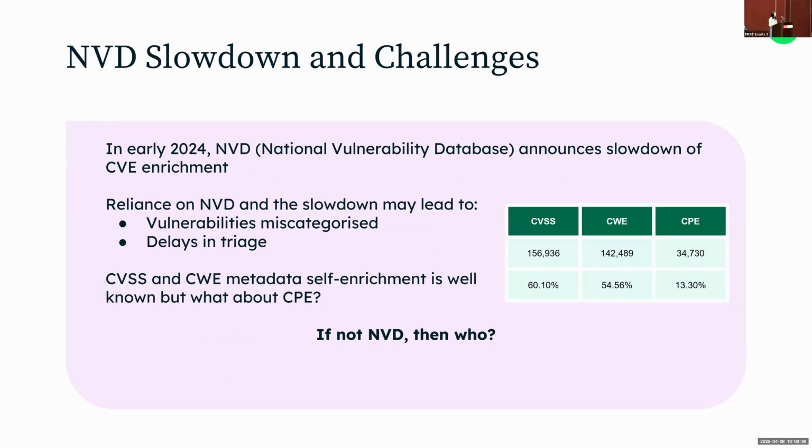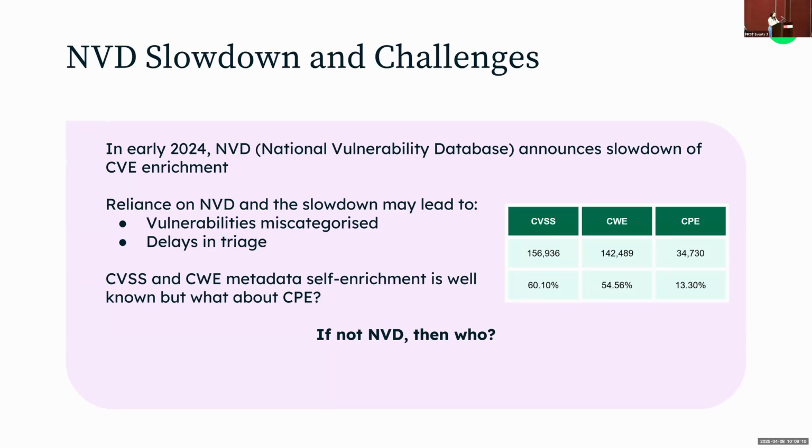Okay, so what's the problem? Every good story has a challenge. So in early 2024, NVD announced that they will be slowing down its process in enriching CVEs with crucial metadata like CVSS and CPEs. Now, this announcement led to discussion within the industry about how it impacts the users. And particularly for us at MongoDB, we were curious how it would affect our customers and the user experience of CVEs.